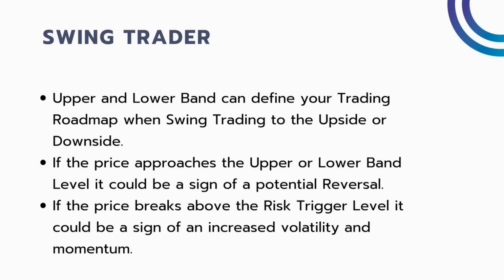So how can you then use the model, right? First, swing traders. This model is designed for swing traders. Upper and lower band can define your trading roadmap. So when you're swing trading to the upside or downside, they can be your target levels or your stop loss levels. So very important. If the price approaches the upper or lower band, it could be a signal of a potential reversal. Again, very important information. If the price breaks above the risk trigger level, it could be a sign of increased volatility. So it could be the start of a new trend, for example.